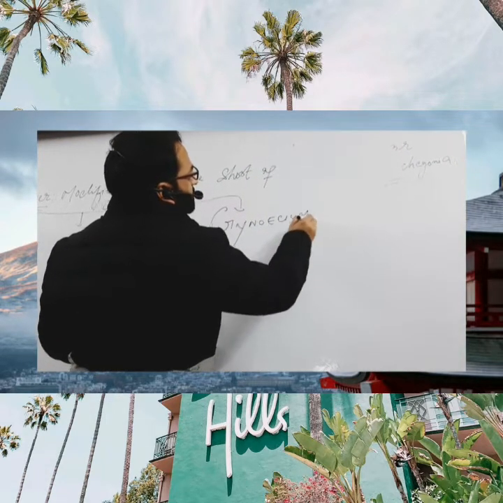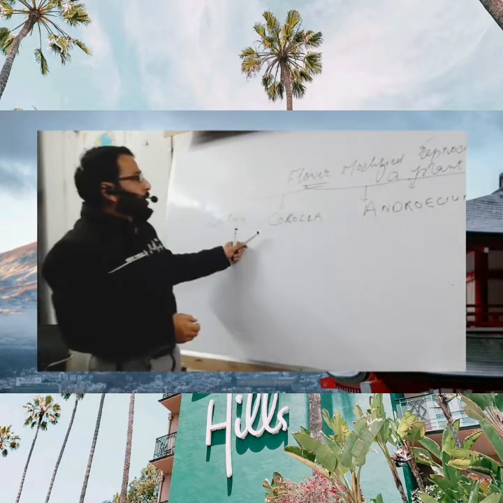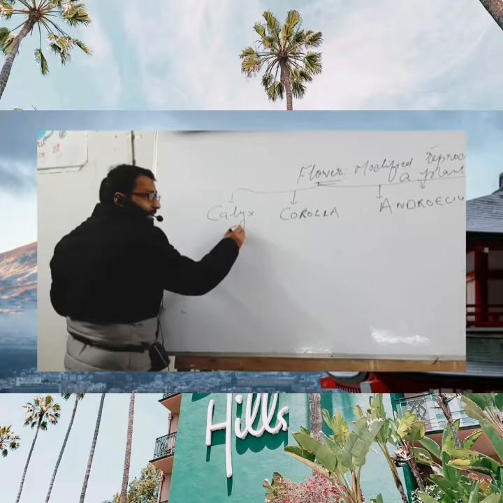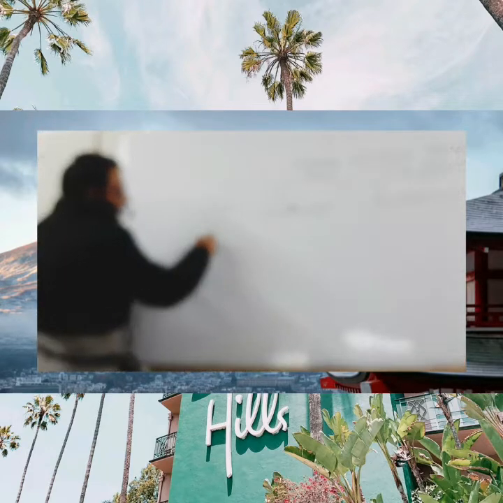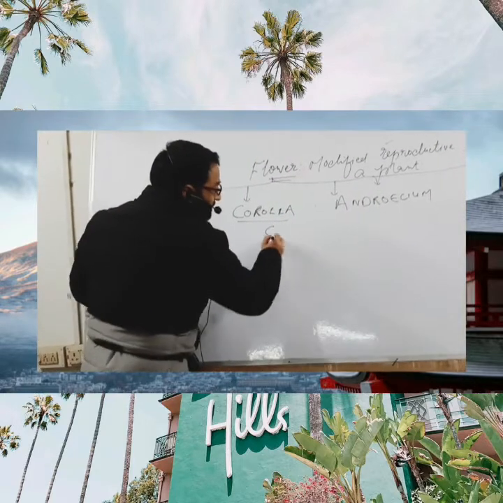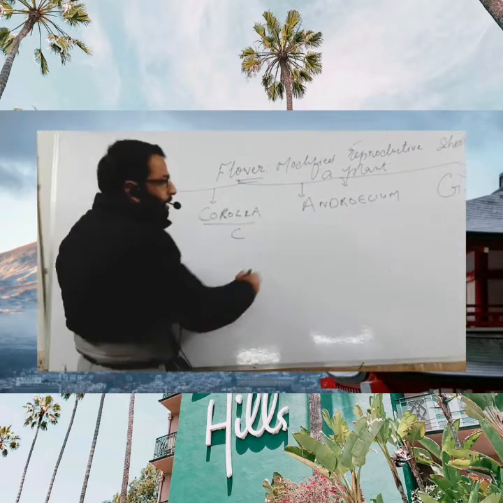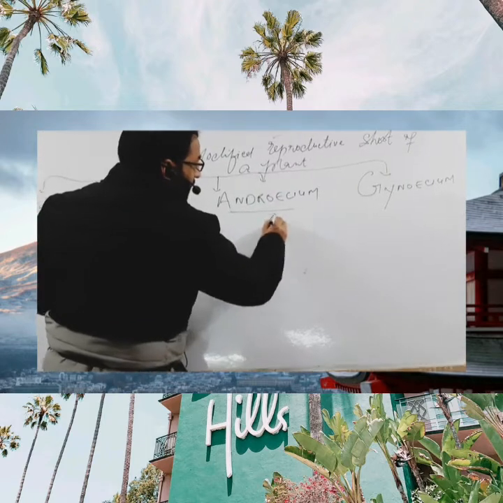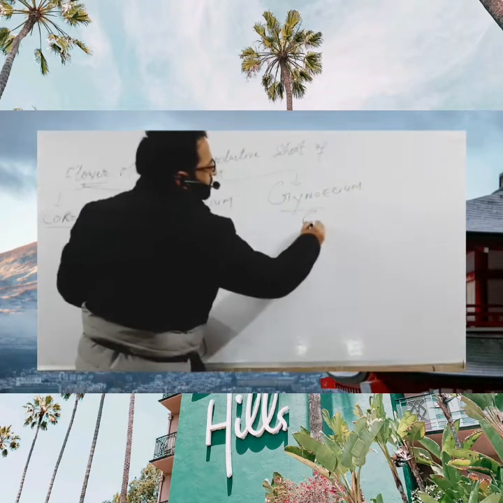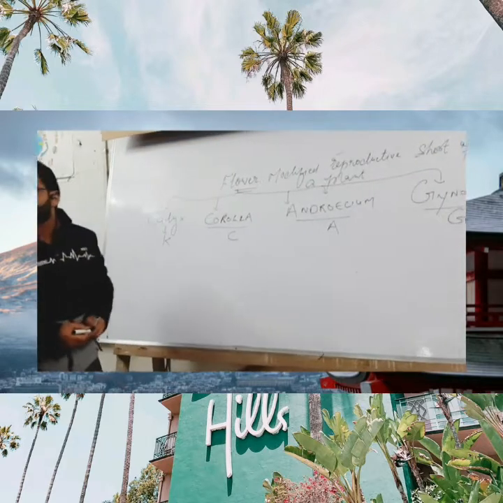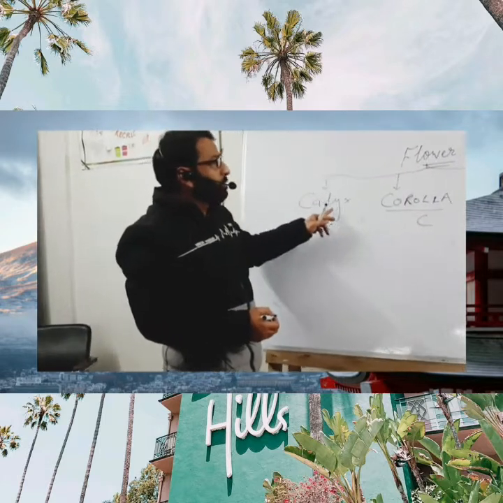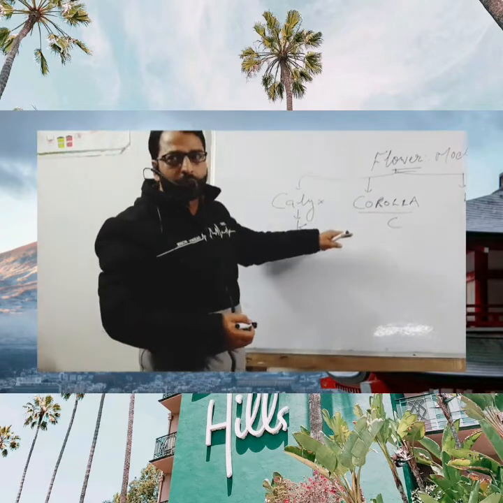That is calyx, corolla, androecium and gynoecium. Calyx is represented by K in the floral formula. Corolla is represented by C in the floral formula. Then androecium is represented by A in the floral formula. And gynoecium is represented by G in the floral formula. Getting me? So there are four parts of a flower: calyx, corolla, androecium and gynoecium.